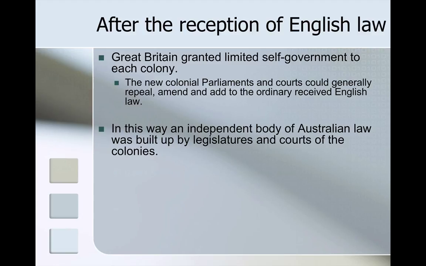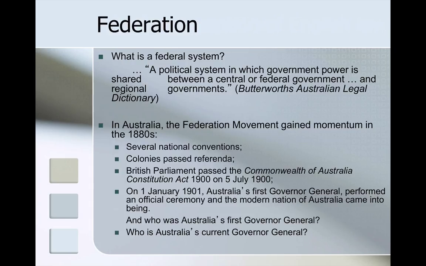This changed in 1901 when Australia became a federation. So let's look at that particular process. Now, we talk about federation at the time of 1901. What do we mean by that? Well, fundamentally, we're talking about Australia adopting a federal system.